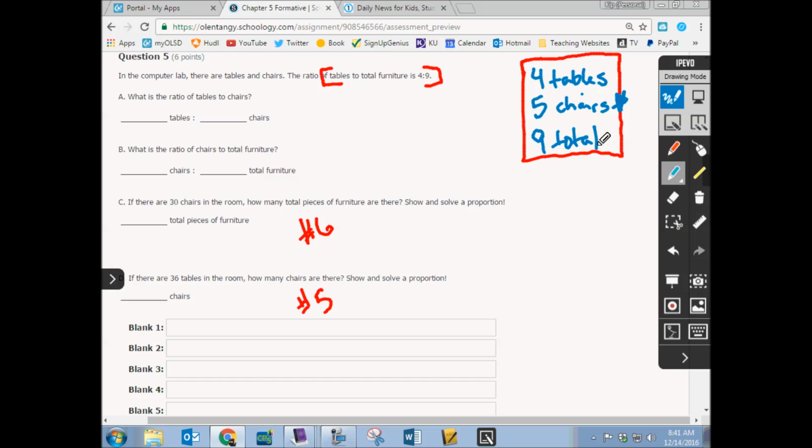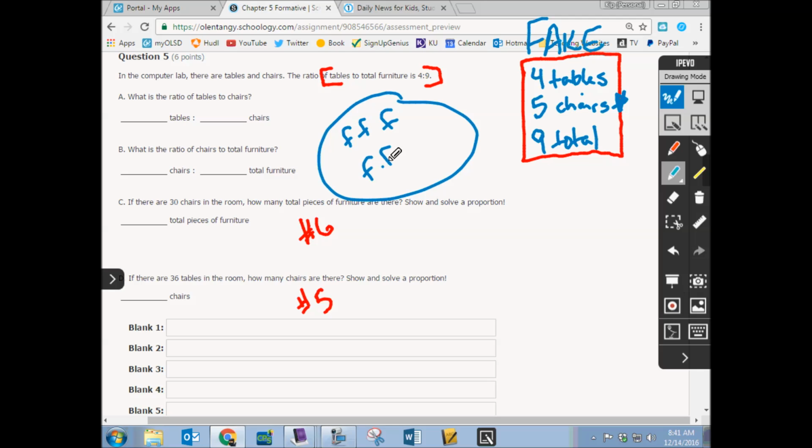Right, everybody? That's just the fake ratios, the fake information, whatever you want to call it. This is all fake stuff right there. Okay? If you're wondering how we got 5 chairs, I'll go through it real quick. If you got a room right here, and I got all this furniture in here, I got 9 pieces of it, right? I know that 4 of them are tables, so I would make 4 of them T's.